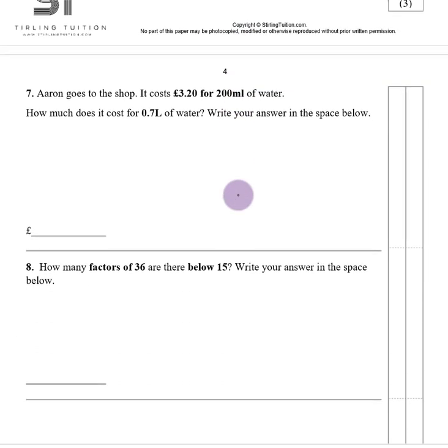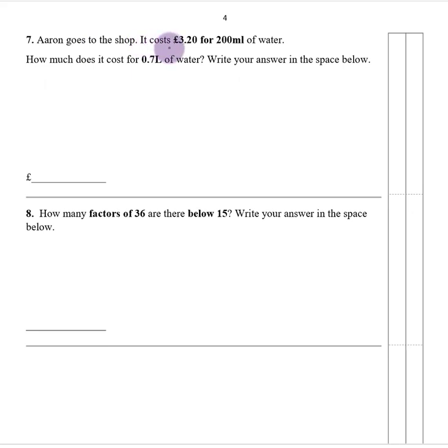Number 7, Aaron goes to the shop. It costs £3.20 for 200 millilitres of water. How much does it cost for 0.7 litres of water? So ratio question, put down what we know. £3.20 is equal to 200 millilitres.